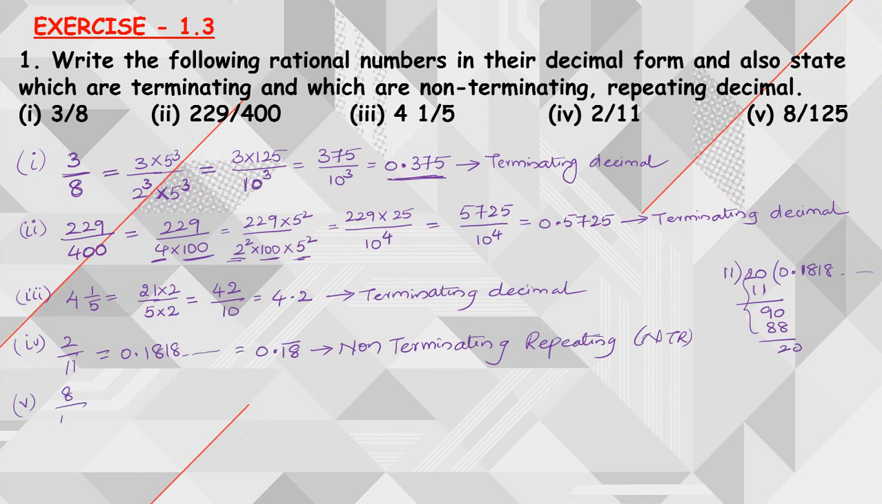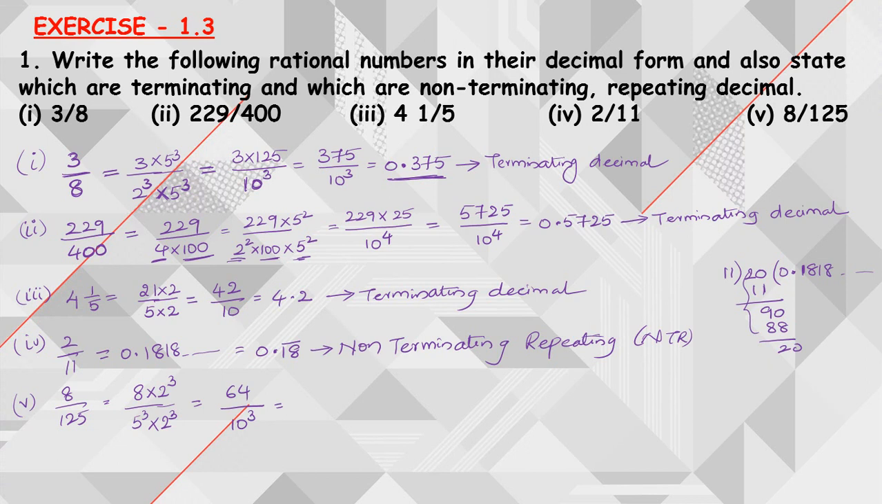Next, 8 by 125. So 8 by 125 can be written with 5 cube in the denominator. Here you should be clear about squares and cubes. Since we have 5 cubed, we multiply by 2 cubed in the denominator and by 2 cubed in the numerator. Then 8 into 2 cubed: 2 cubed is 8, 8 8s are 64, divided by 10 power 3.